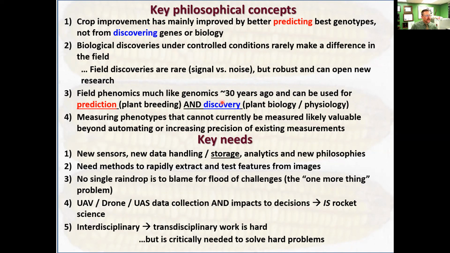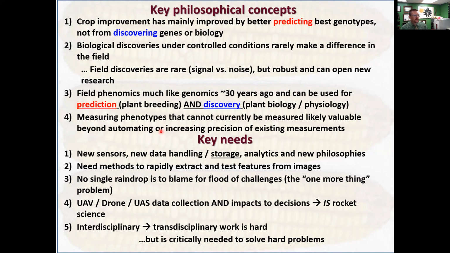Field phenomics is a lot like genomics was 30 years ago. And a lot of people are focused on using it for discovery, so measuring plant height, for instance, plant biology or physiology. But it's probably going to be much more important as a plant breeding tool, doing prediction, than we ever would have thought. And we can learn that history from genomics.